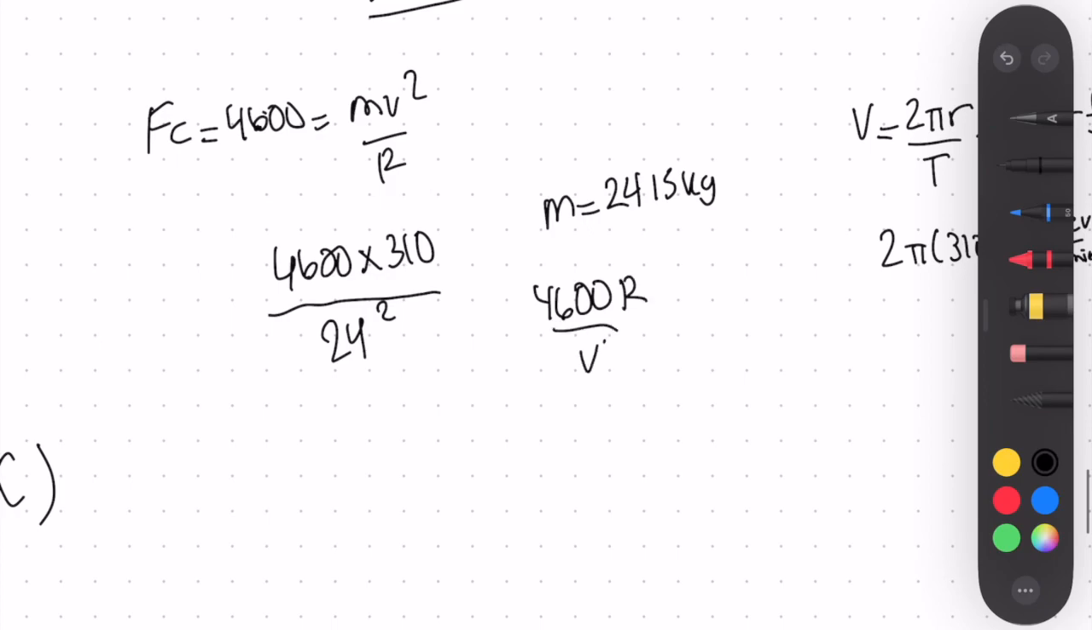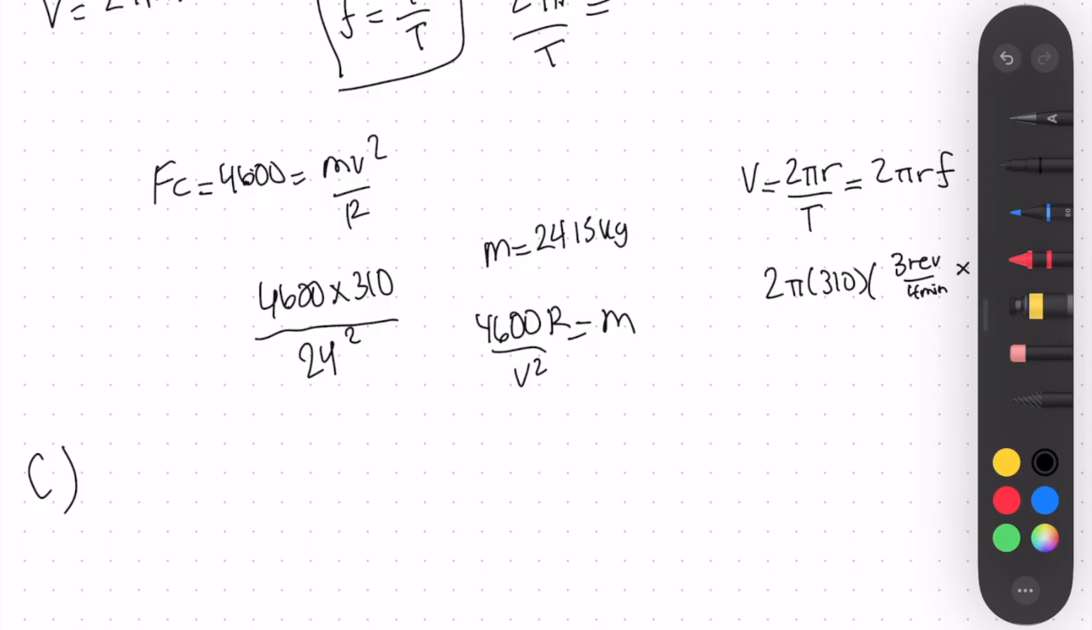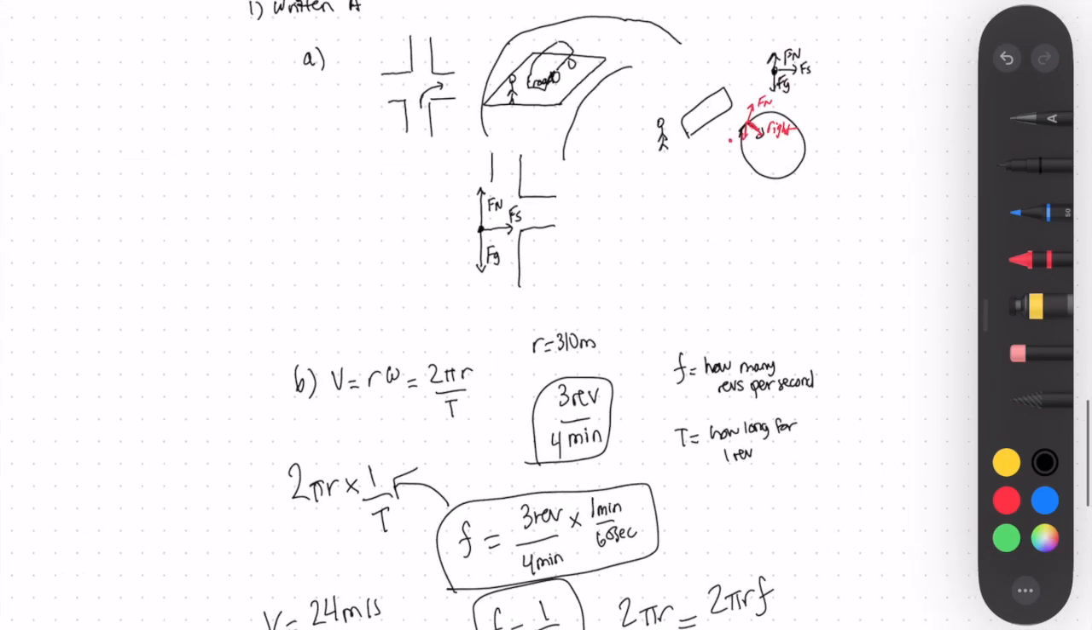So 4,600 times r over v squared equals m. Yeah, so your r should be on top. But yeah, if this was 310 meters per second, that would have been one fast car. But yeah, any questions at all about this problem? Anything you want me to reiterate or repeat, I'm more than happy to do so.